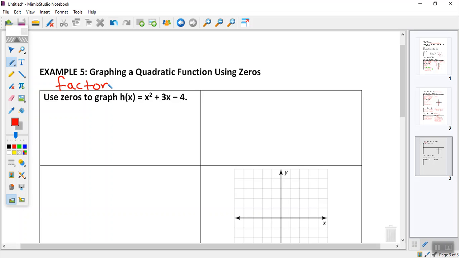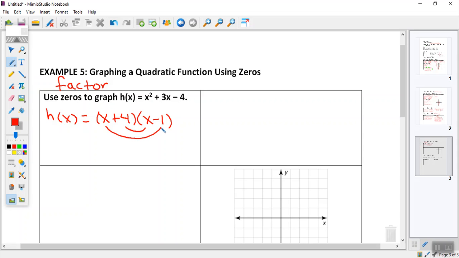4 and negative 1. Yeah, this should factor into, we're going to call this h of x equals x plus 4 times x minus 1. Okay? And again, how do I know I'm right? Well, I can FOIL. x and x is my x squared. What are my inside-outside terms going to combine to? 4x minus 1x, which would be 3x, my middle term.